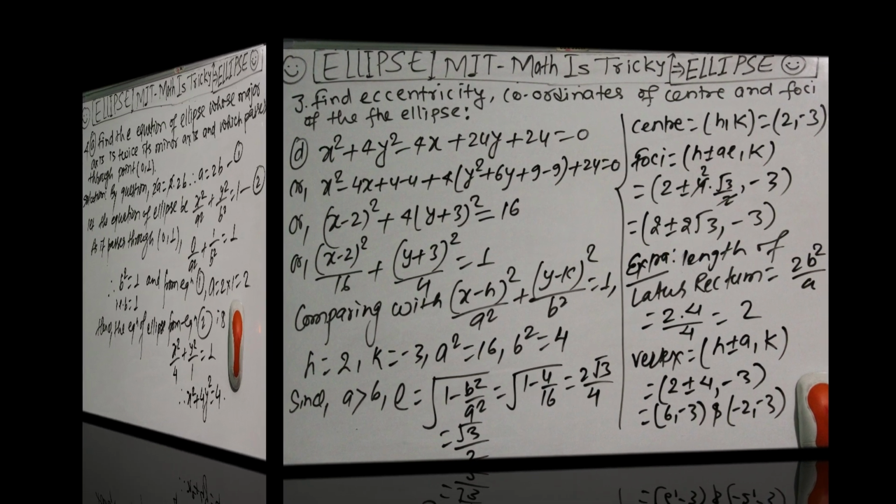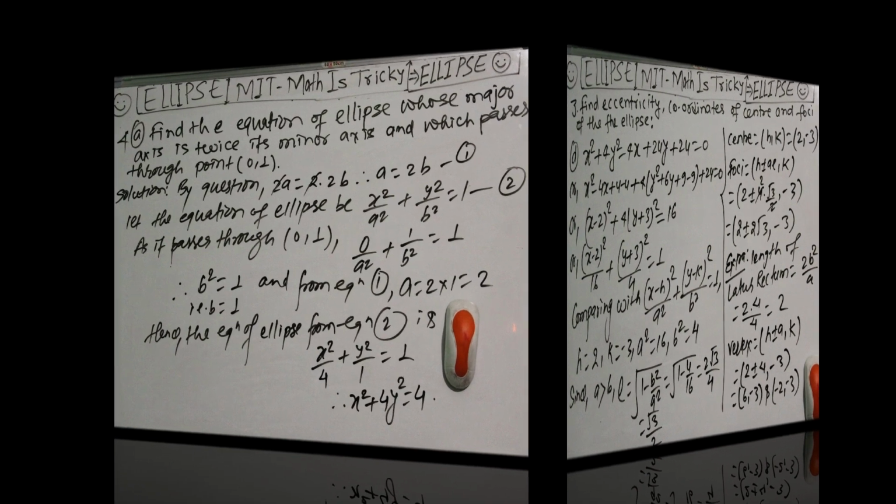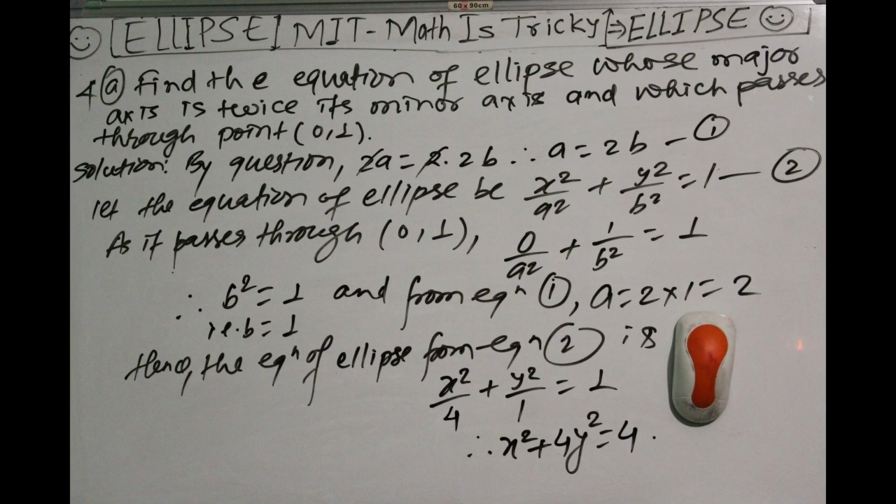Let's see question number 4a. Here the problem is: find the equation of the ellipse whose major axis is twice its minor axis and which passes through the point (0, 1). By the condition, the major axis 2a equals twice the minor axis, 2 into 2b, so from that we get a equals 2b.